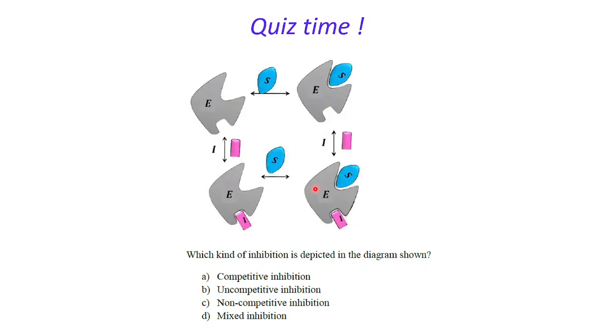Now this one shows what type of an inhibition: competitive, uncompetitive, non-competitive, or mixed.